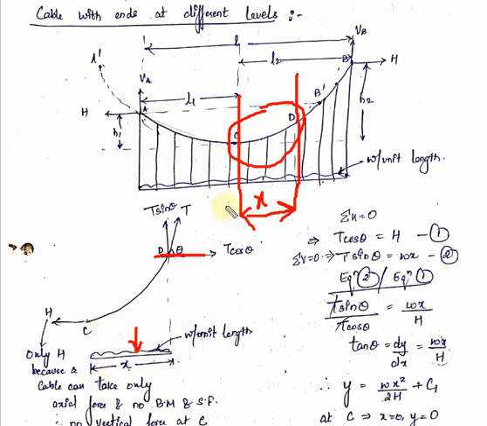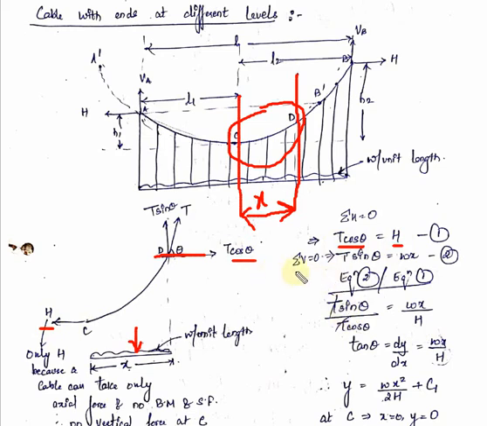In this diagram, first of all, we will take summation H equal to 0, summation of all the horizontal forces acting in this element is 0. See, in this diagram, you can see that there are only two horizontal forces. One is T cos theta and one is H, capital H. So total rightward force is equal to total leftward force. Total rightward is T cos theta, total leftward is H. So T cos theta equal to H.